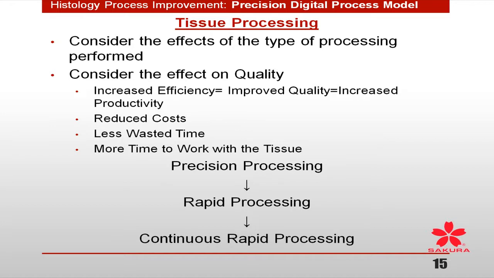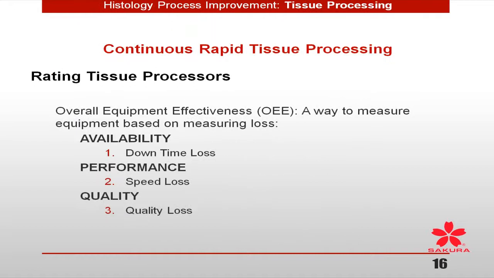So more time to work with your tissues is what you're actually creating when you move into a more precise process. Again, precision, rapid processing, continuous rapid processing. So continuous rapid processing.